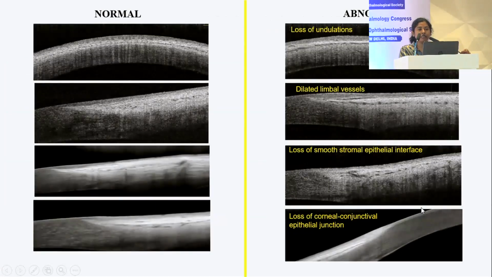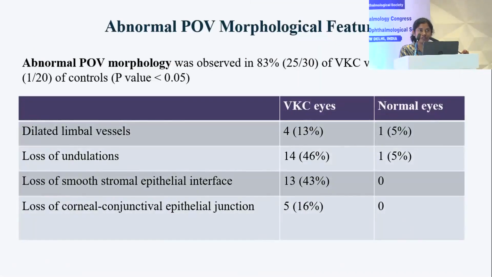So just to make it a little clearer, I'll put in the normal images for comparison. As you can see, we are able to see these undulations in a normal eye at the limbus in a tangential scan. Similarly, on a radial scan, you don't usually see dilated vessels which are more than 50 microns, and there is a smooth stromal epithelial interface as can be seen in this normal eye, and also there is a junction between the cornea and the conjunctival epithelium as can be seen in this image, which is lost in cases with limbal microstructure abnormalities.